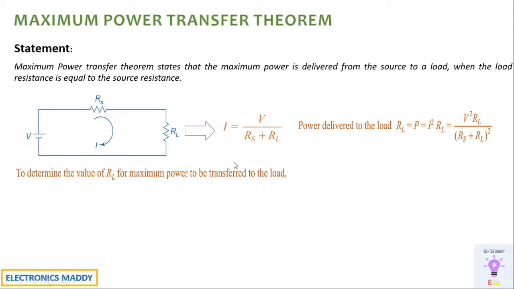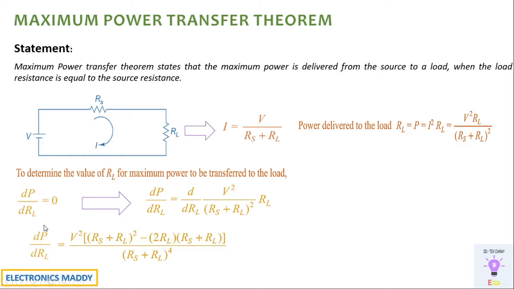That is by equating the slope to zero, because that is the point at which maximum change has occurred. So dP by dRL is equal to 0. Differentiating this, I've substituted the value of P over here. Whatever is there, I've substituted it. The next step is to differentiate P with respect to RL. You will get this particular equation.